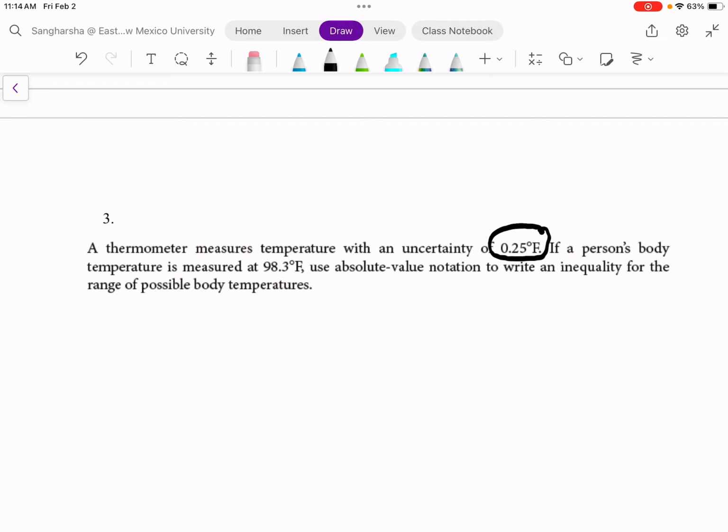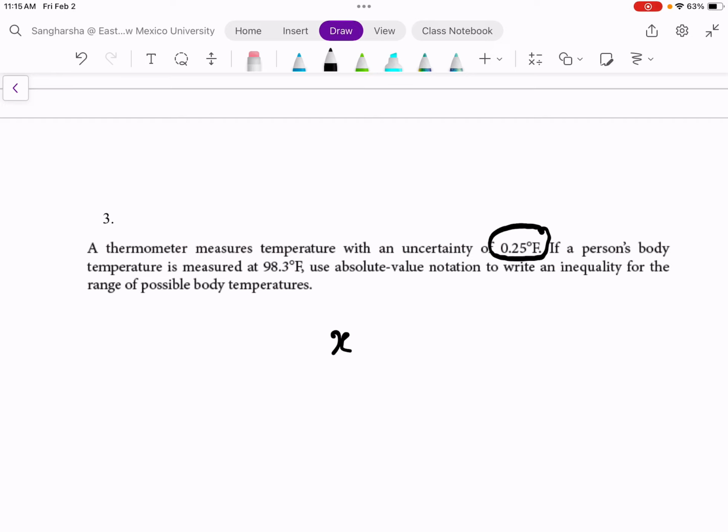Plus or minus. So uncertain means you can have your body temperature 98.3 degree plus 0.25 or 98.3 minus 0.25, right? Because 0.25 is the uncertainty. It can be plus 0.25 or minus 0.25. Okay, now we will be writing that. So let's call our body temperature x. In general, let's call our x that represents our body temperature.